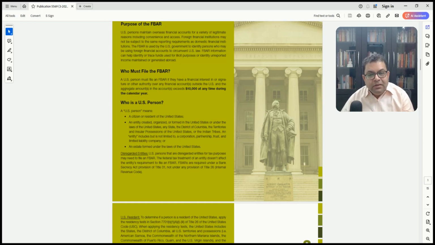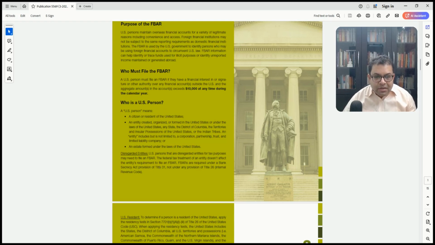If you are a non-resident alien, you don't qualify. You are neither a citizen nor a green card holder, nor are you fulfilling the substantial presence test. Then this reporting requirement does not apply to you. It's only on the US persons. Now, the second category is an entity created, organized, or formed in the United States or under its laws. So, for example, you have an LLC or an S corp in the United States. You have created that, so that entity is also responsible. That entity also qualifies as a US person for the reporting requirements. Third is an estate formed under the laws. So, if you have an estate that is formed under the laws of the United States, that also qualifies as a US person for the reporting purposes.